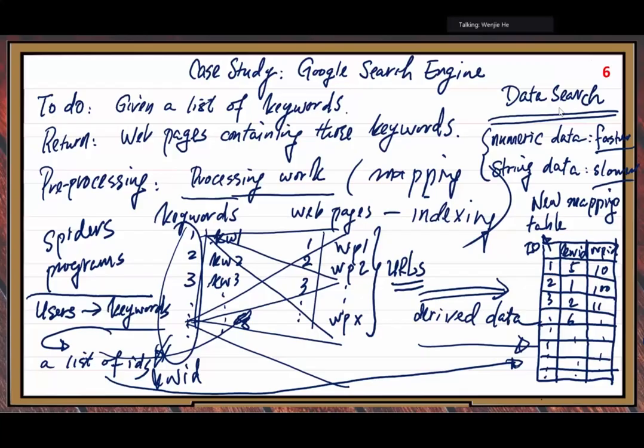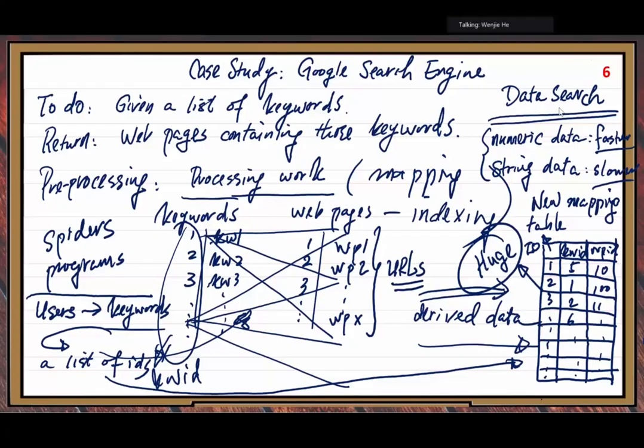Using this list of IDs, because this table is very large, right? Think about it. This table is huge, because this mapping table is huge. And even with numeric data, if you do it in a huge table, it still takes quite some time, right? Yeah, still takes time.